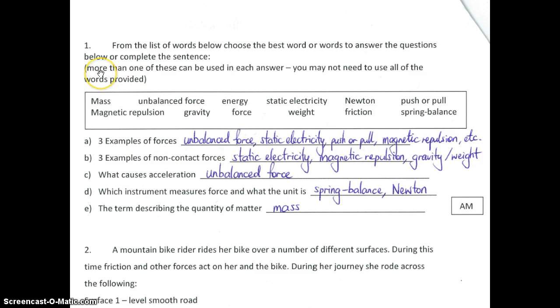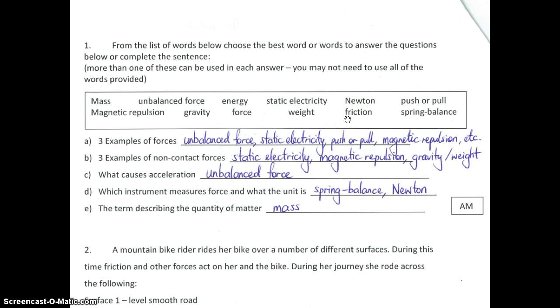Note that it said more than one of these can be used in each answer, and you may not need to use all of them. So the first one, 3 examples of forces. There are several options that you could have chosen. I've written some of them here. You could have used unbalanced force, static electricity, push or pull, magnetic repulsion. You could also have used gravity, force, weight, or friction.